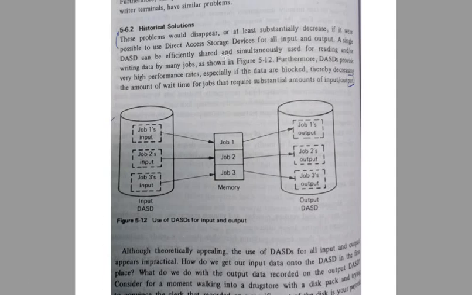They can be efficiently shared and simultaneously used for reading and writing data by many jobs. Important: inputs, output, job 1, job 2, job 3, memory, input of direct access storage device, output. Furthermore, DASDs provide very high performance data, especially if the data are blocked, thereby decreasing the amount of waiting time for jobs that require a substantial amount of input and output.